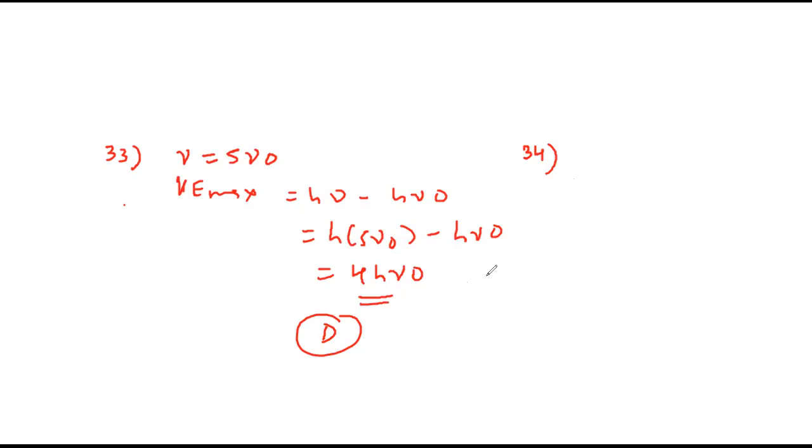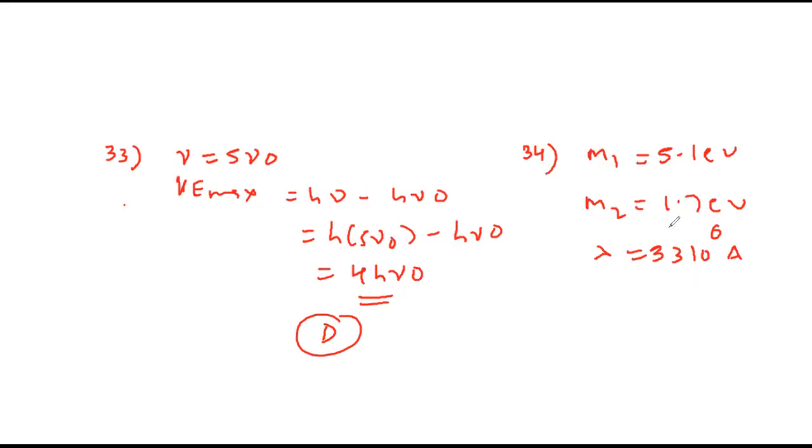34. Two metals M1 and M2 have work functions of 5.1 electron volt and 1.7 electron volt respectively. Light of wavelength 3310 angstrom is incident on the two metals. Which of the following statements is correct? Only M1 will emit, only M2 will emit, both will emit, none of these will emit.